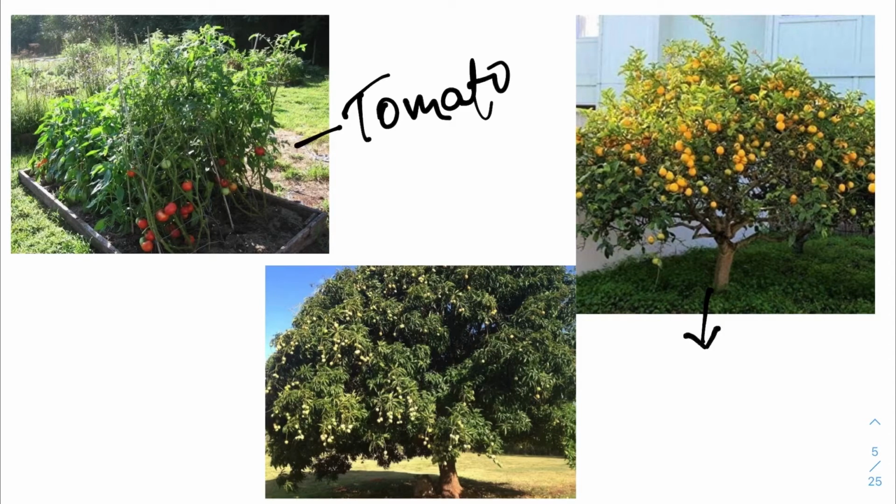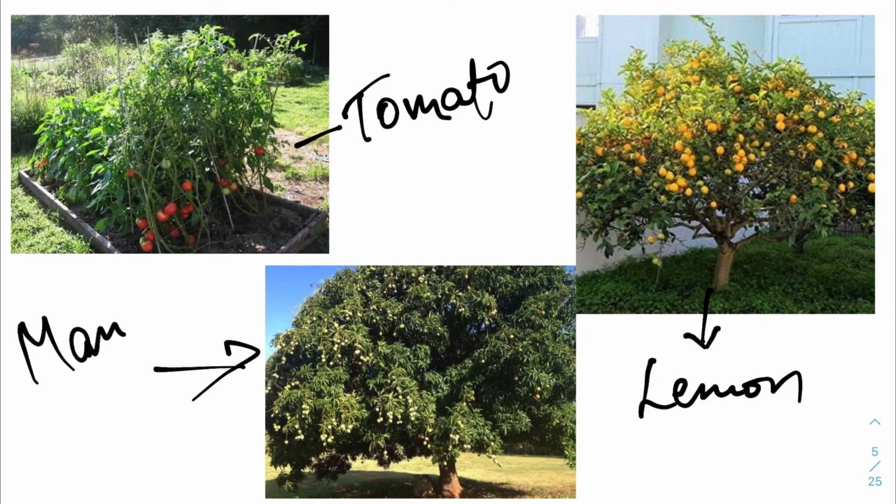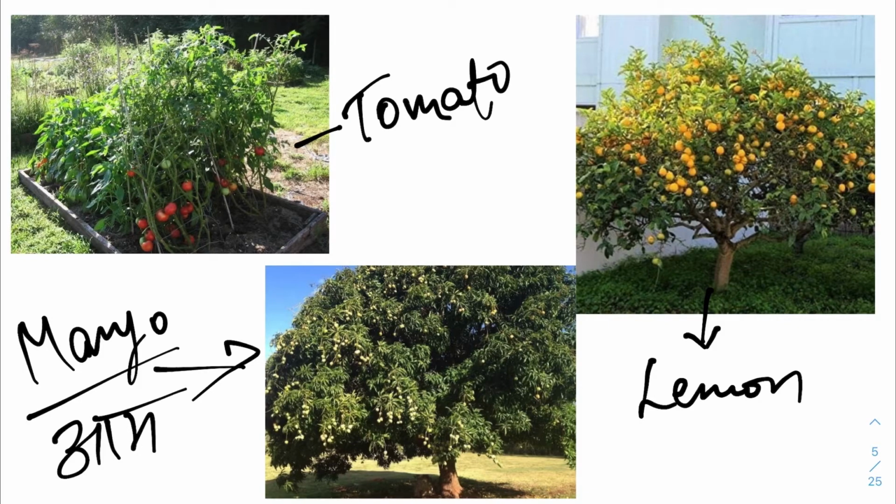Now if you look at the picture of these 3 plants, tomato, mango and lemon, you can see tomato has a green and tender stem, soft means. Mango has a thick and hard stem, while lemon has just a hard stem. It doesn't look so thick.